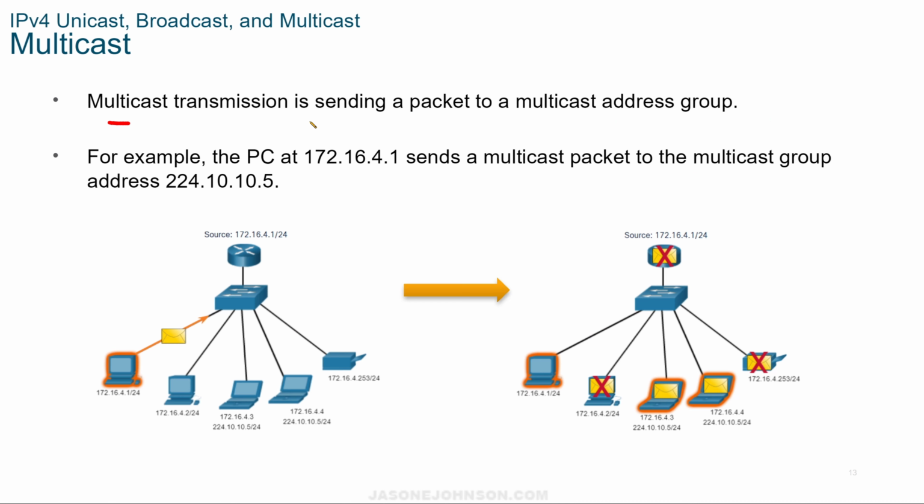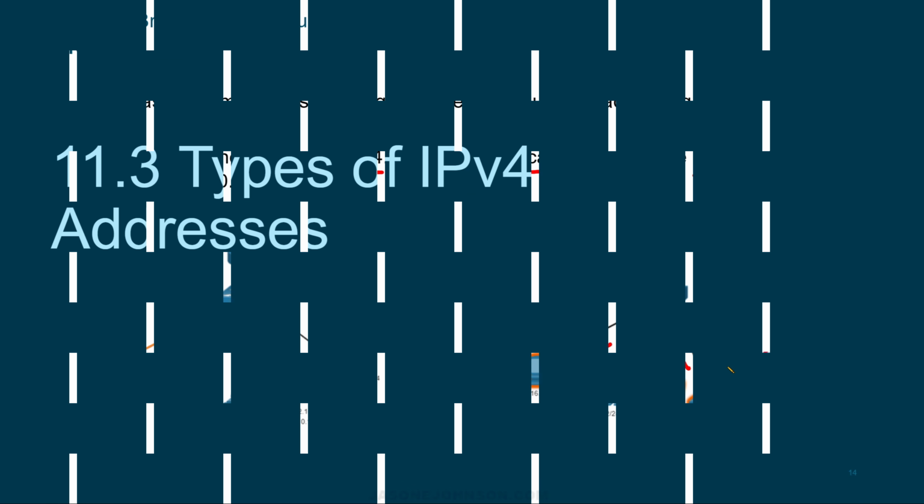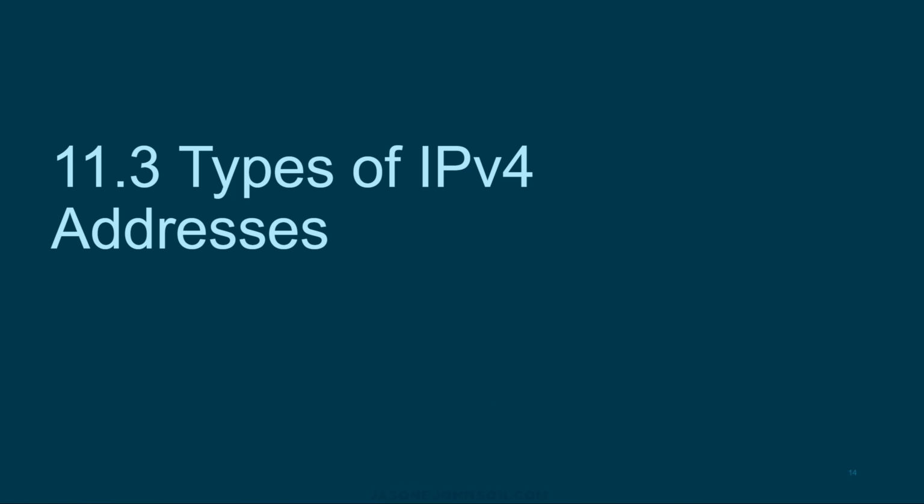With a multicast transmission, it's sending a packet to a multicast address group, not all addresses, but a multicast. So for example, the PC 172.16.4.1 sends a multicast packet to a multicast group address, so not all of them, but a multicast. Next, we're going to look at the types of IPv4 addresses.